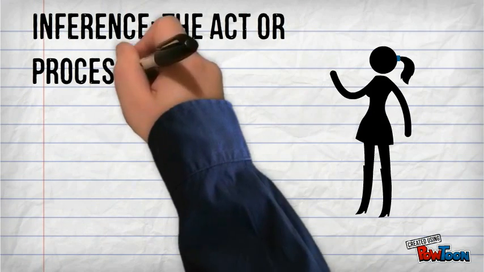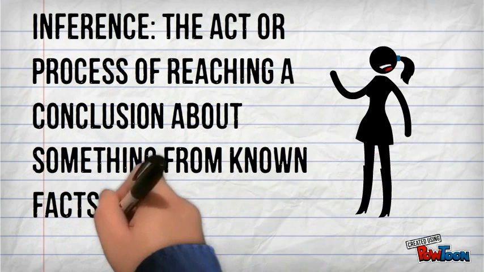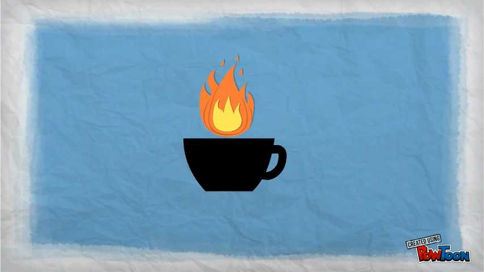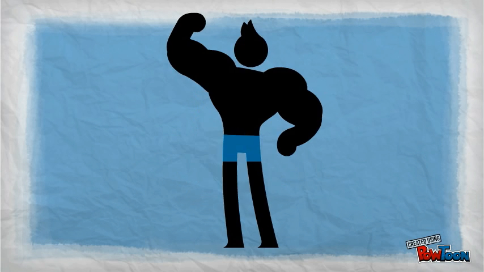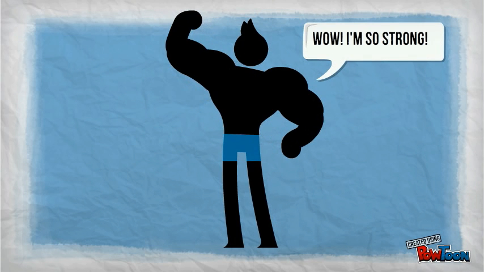An inference is the act or process of reaching a conclusion about something from facts or evidence. You can make inferences every day without even knowing it. For example, if you see a cup of coffee with steam coming out the top, you can infer that it is hot. Or if you see a man with lots of muscles, you can infer that he lifts weights and works out.